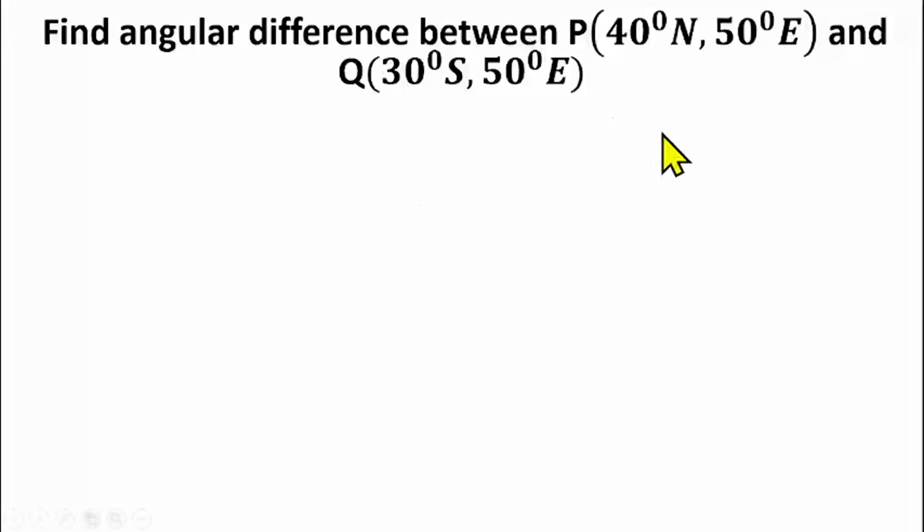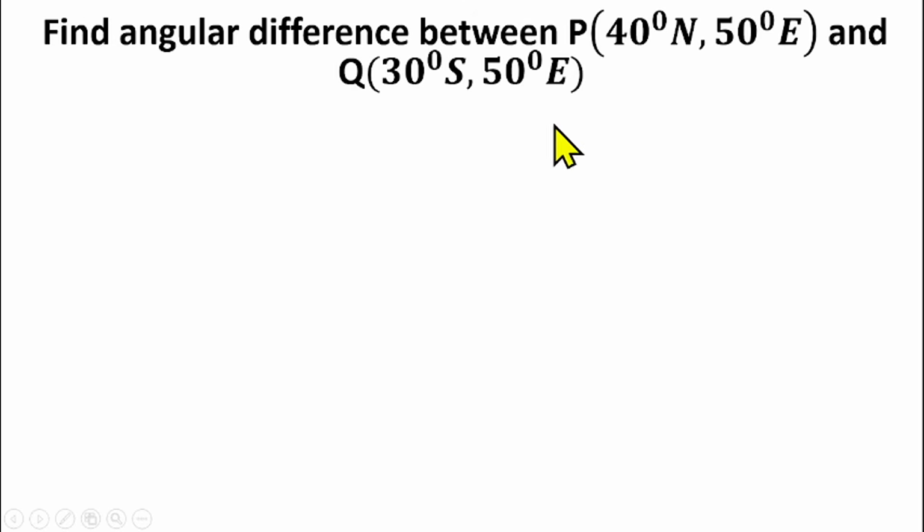Let's find the angular difference between point P and point Q also. As you can see, P is on 40 degrees north of latitude, 50 degrees east of longitude, and Q is on 30 degrees south of latitude and 50 degrees east of longitude. Can you tell me the angular distance between them? Just look at it critically and check.